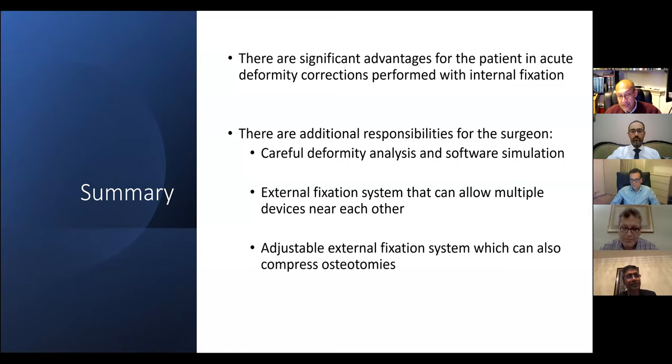And the final thing that you need as a surgeon when doing multi-level surgery is you've got to be fit. You have to be able to go the distance because each level is a separate operation in itself. Thank you.